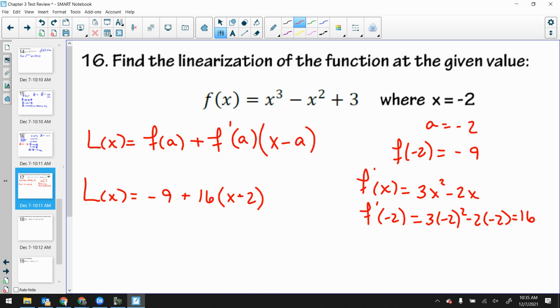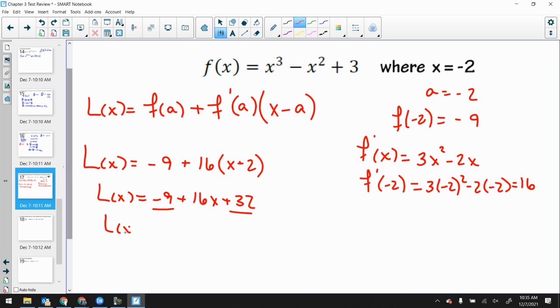And now we just simplify down. So L of x is equal to -9 plus 16x plus 32. And then combine the -9 and the 32. It's 16x, -9 plus 32 is 23. So 16x plus 23.